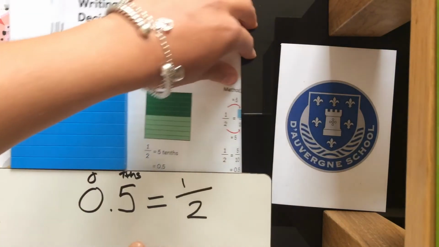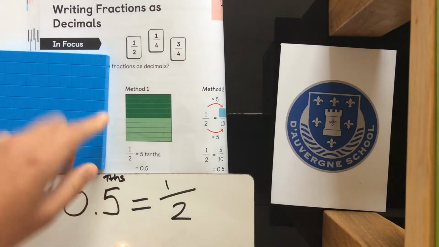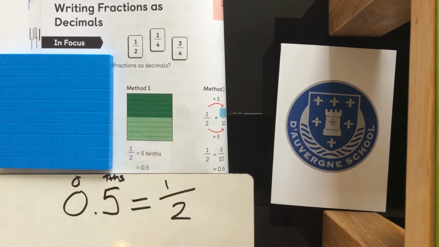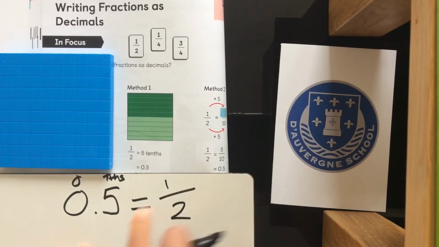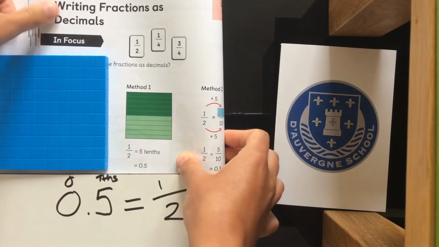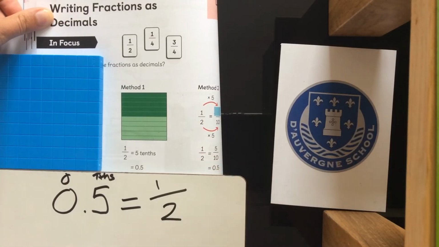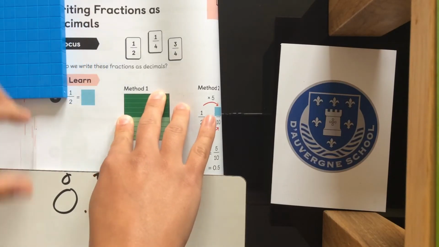So there's 2 methods. You could colour in your 100 square, or you can use the multiplication method where you multiply the bottom to make 10 and you multiply by the same number on top. And then you convert using your knowledge of tenths and hundredths into a decimal. Okay, let's have a look at a quarter.